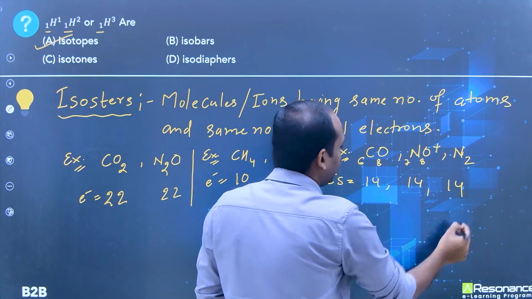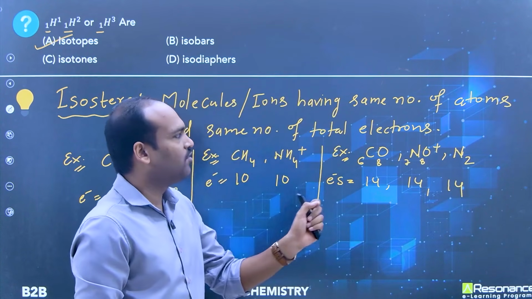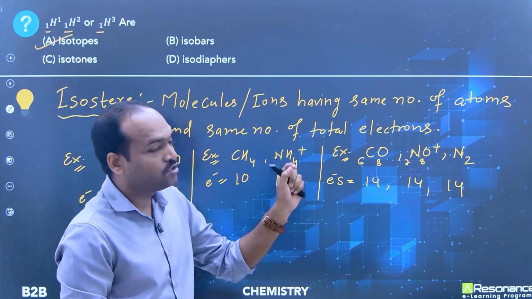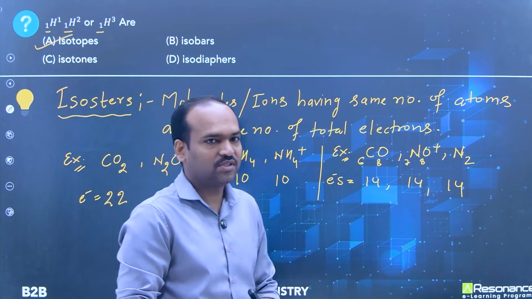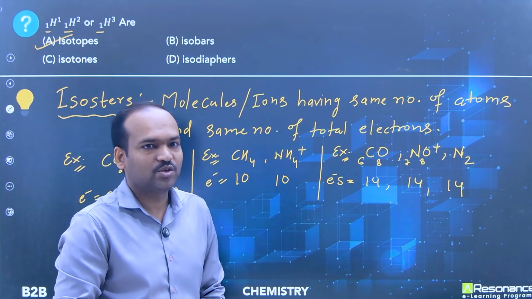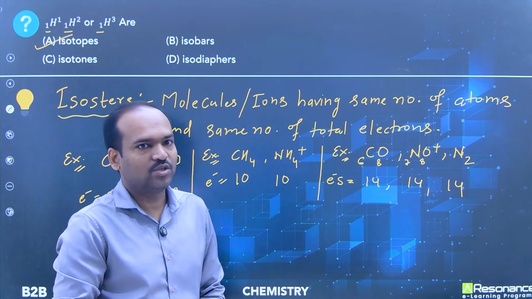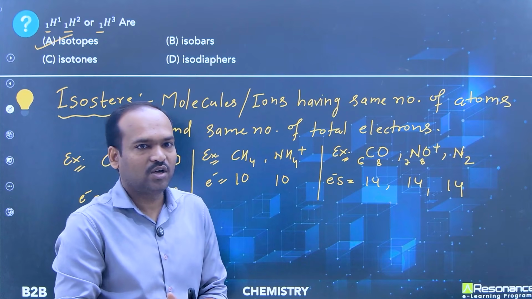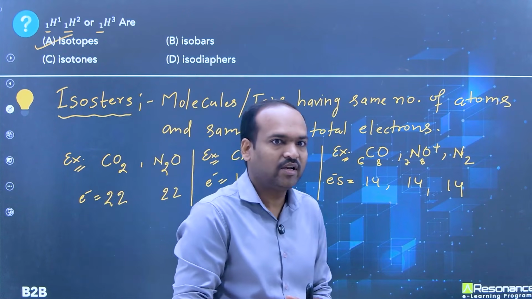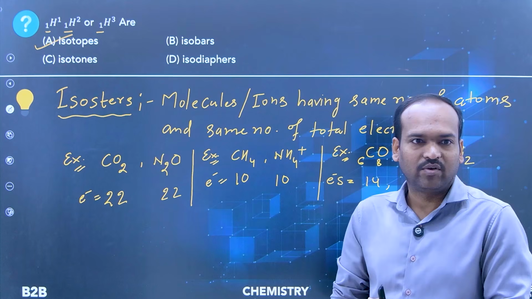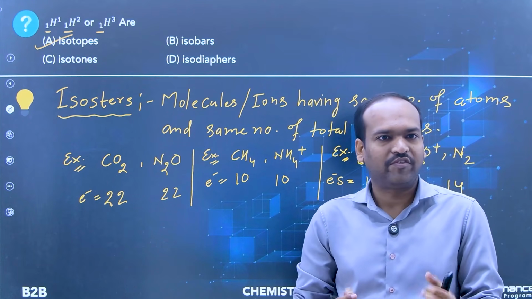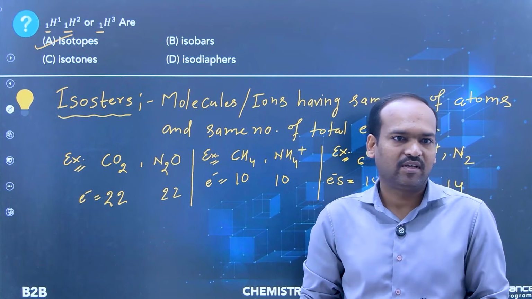This is also 14. So 14, 14, 14, electrons same, and atoms also same, 2 atoms, 2 atoms, 2 atoms. So they are isosters. Now tell me any doubt. One electron lost, so 15 minus 1, 14, and N2 is 14.